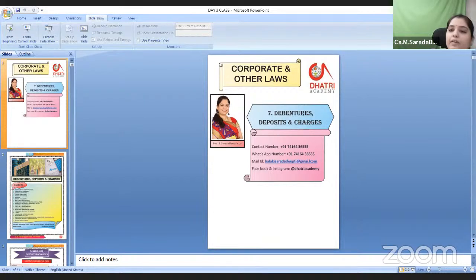Okay, the circular will be sent through post personally, and the advertisement is given in the newspapers, and both are also updated on the website of the company. Okay, now this particular advertisement has reached the outside public in general.